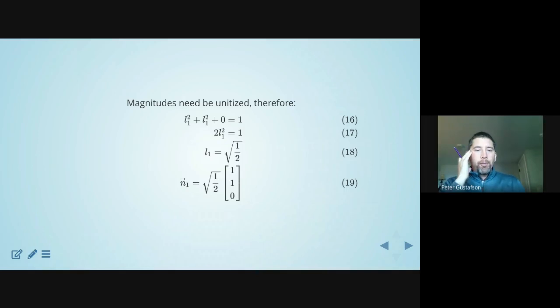So we already determined that L and M were the same. Therefore we have L1 squared plus L1 squared plus 0. The third one we already determined is equal to 1. From that we can determine that L1 itself is equal to 1 over root 2. And then we can write the whole unit vector, principal direction N1, as being equal to 1 over root 2 times 1, 1, 0.